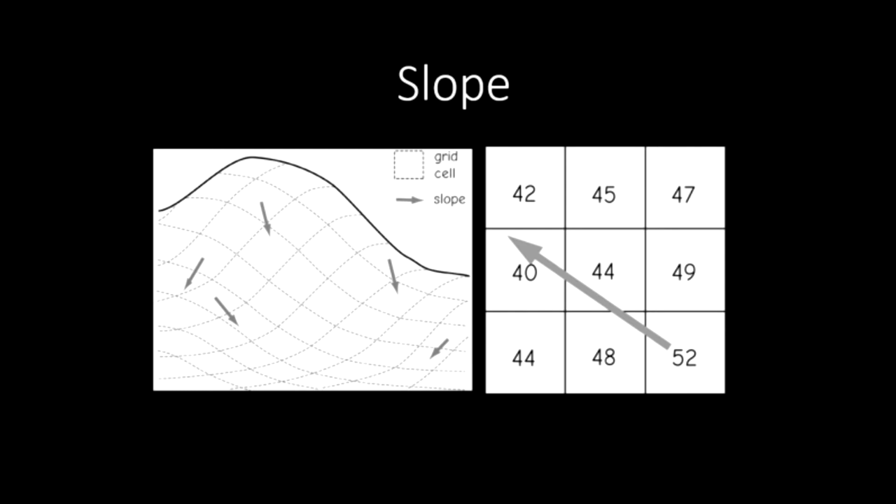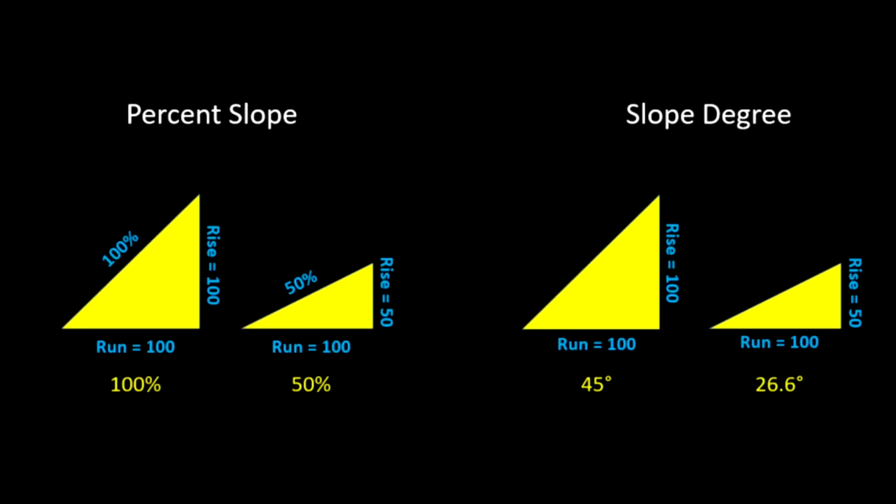Now was that local, focal, or global? Ding, ding, ding if you said focal, because it looks at each cell in relationship to its neighbor. So once again, it identifies the maximum rate of change in value from each cell to its neighbor. In the case of slope, there are 2 main ways in which it's defined or described: percent slope and slope degree. So essentially, there are 2 different ways to describe the same thing.